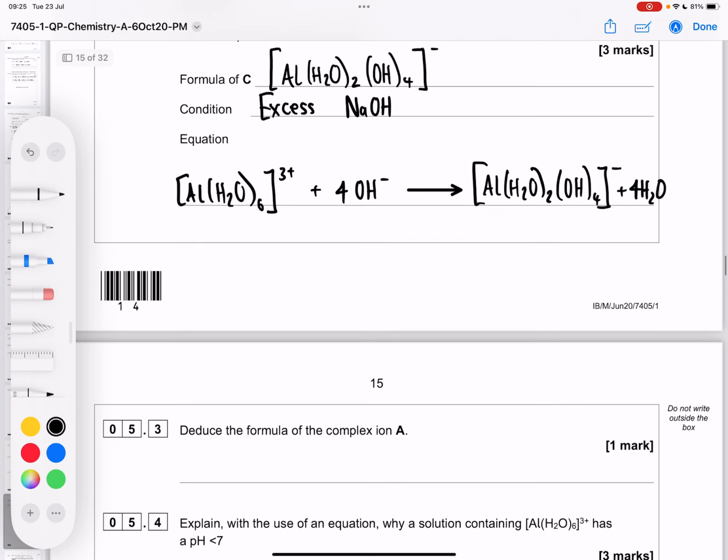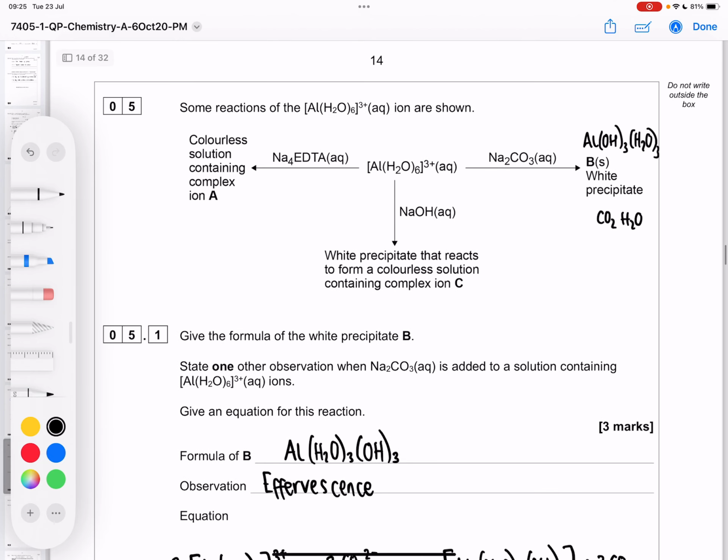Deduce the formula of complex ion A. So let's go back and look at that. We're adding EDTA. So for the complex ion, we need to remember that EDTA, and we can see it from here, if there's 4 Nas, is a 4- ion.